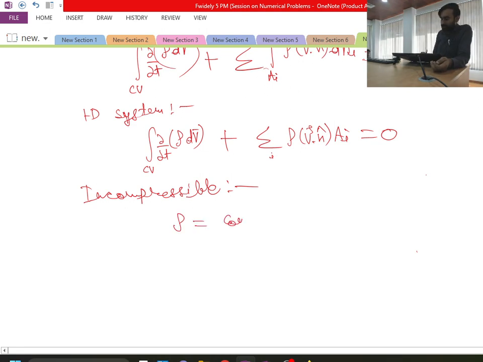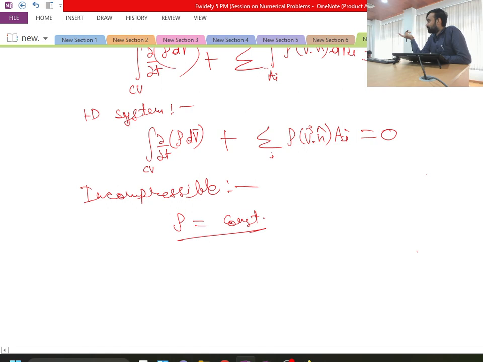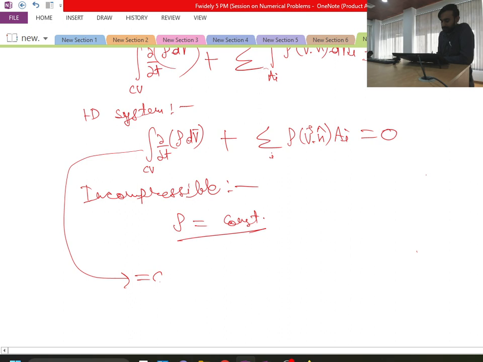Density is equal to constant. Okay, so for incompressible flows, density will be constant. Now density is constant, dV is constant, total volume, because we have considered a fixed control volume. Okay, so the integral of rho d by dt, this term will become equal to 0. Point is clear? So the first term will become equal to 0 for a fixed control volume.